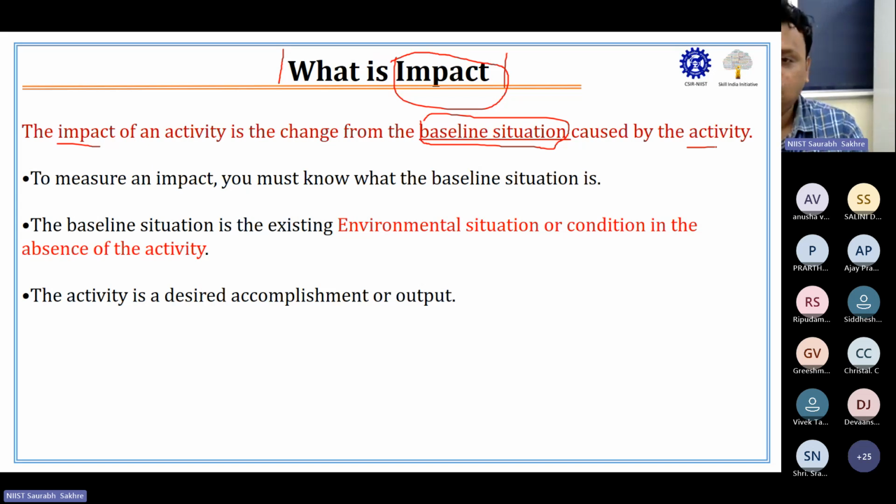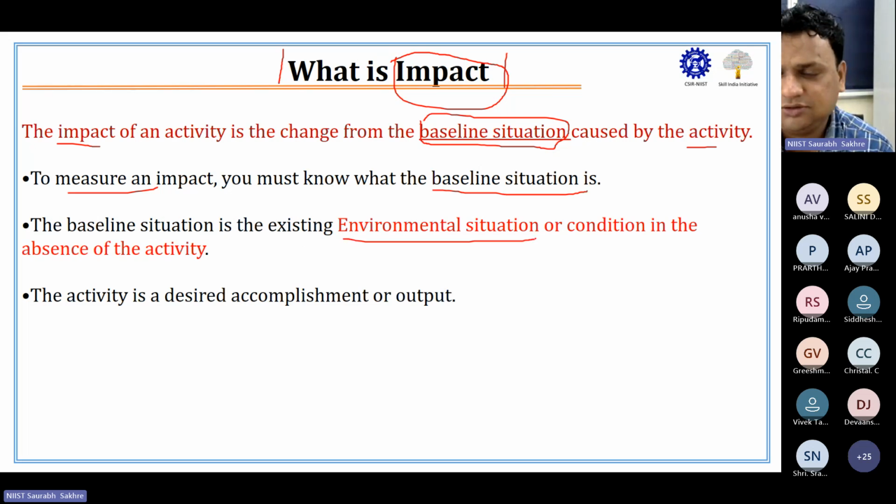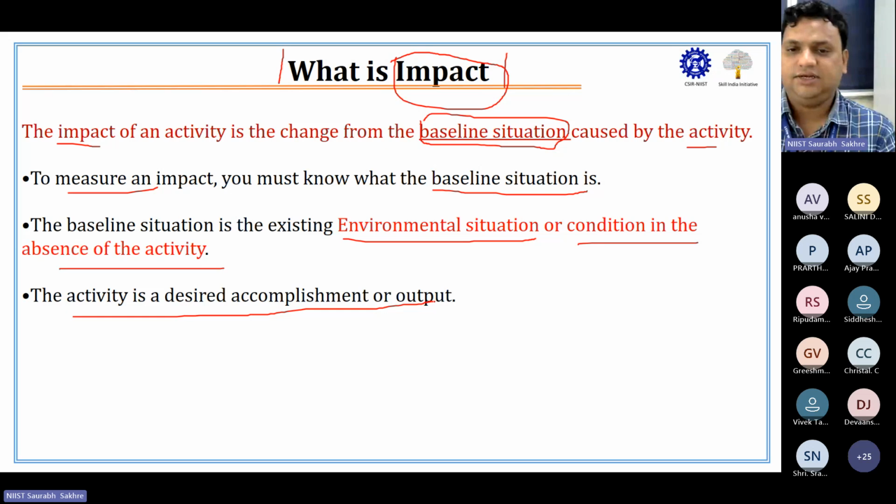I'll tell you what the baseline situation means. To measure an impact, you must know what the baseline situation is. And the baseline situation is the existing environmental situation or condition in the absence of the activity. And the activity is a desired accomplishment or output. So what I'm trying to say is that, let's say there is an industry. It is doing some kind of harm to the environment, or let's say it is polluting the nearby river. But way before that industry started, there was an MSME, micro small medium enterprise industry, which was doing some amount of pollution in the river.